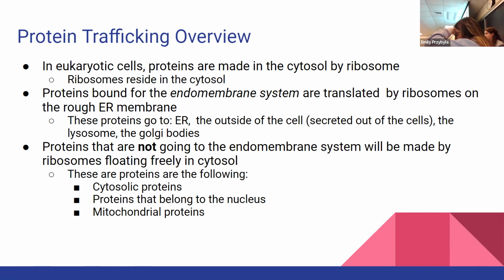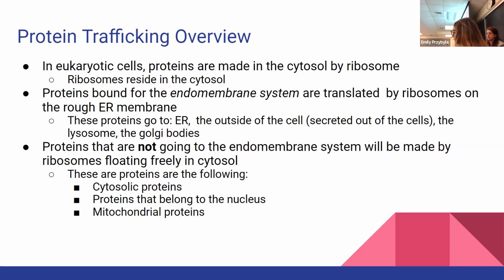When proteins are meant to be trafficked into the endomembrane system, they are synthesized and translated by ribosomes that lie on the rough ER membrane. These proteins in the endomembrane system are entering any membrane-bound organelles within the cell, so they're destined for either the ER, the Golgi, lysosomes, vesicles that are going to leave the cell, or to be on the cell membrane.